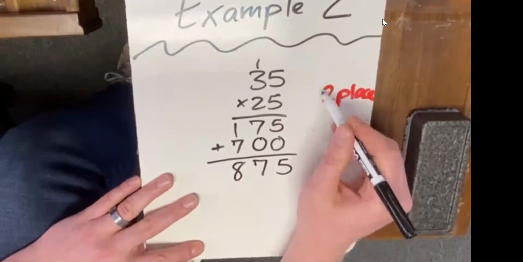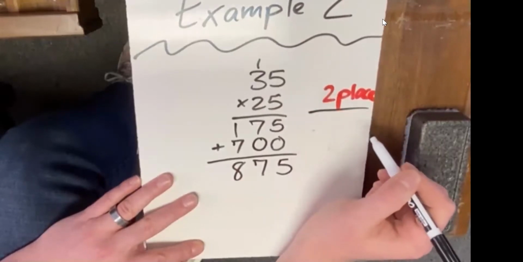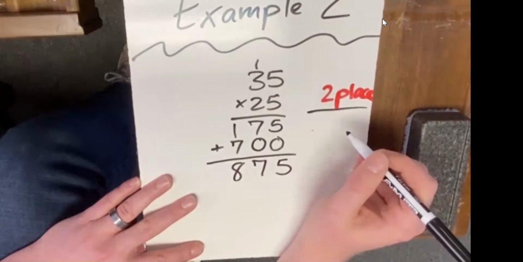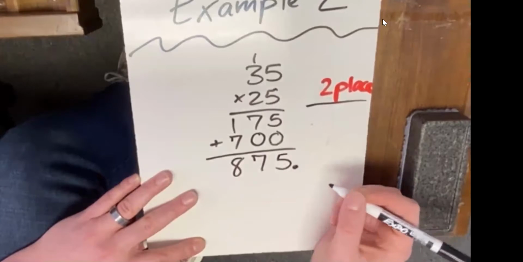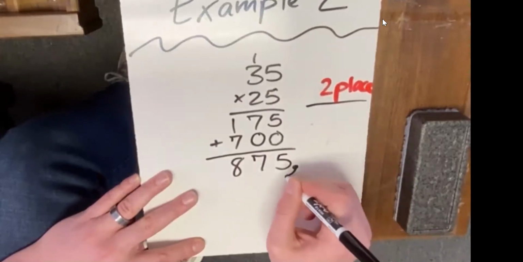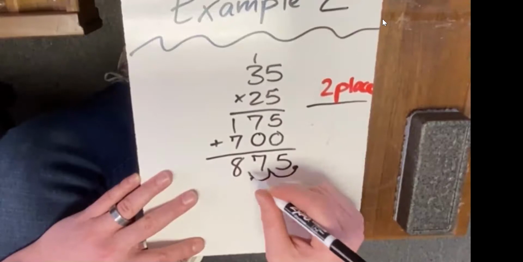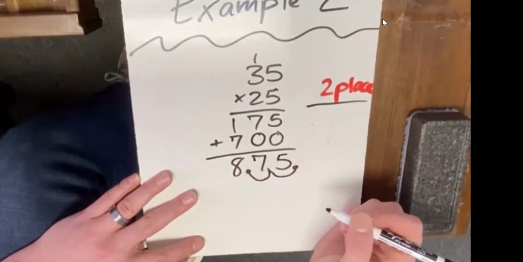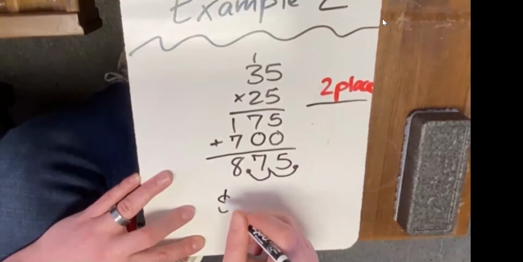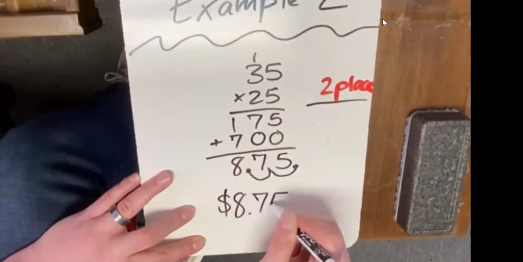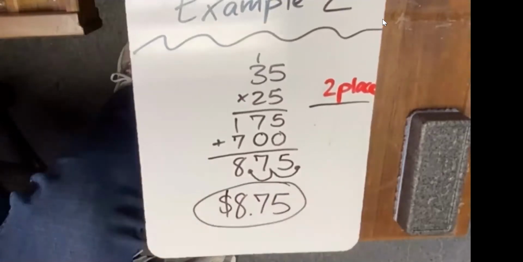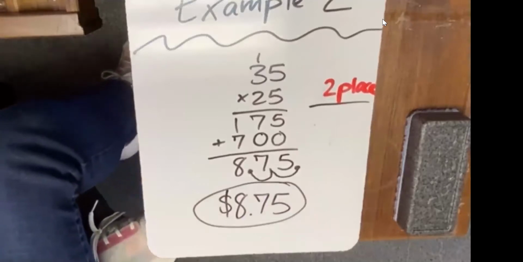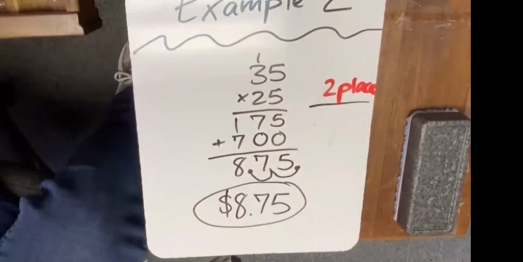Now, here's where the 2 places comes in handy. We need to move the decimal over 2 places. So I will start with a decimal here, and I need to move it to the left 2 times. So 1, 2 times. So my decimal is now in between the 8 and the 7. So my answer is $8.75. All right, so that is example 2. So let's try our last example, which is example number 3.